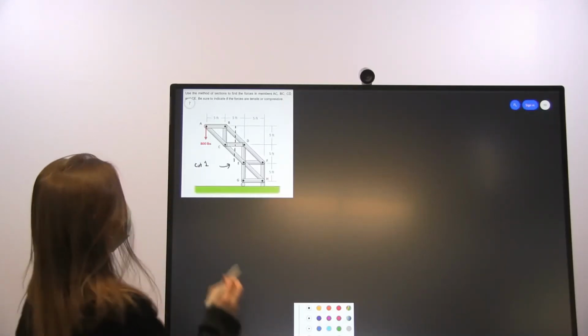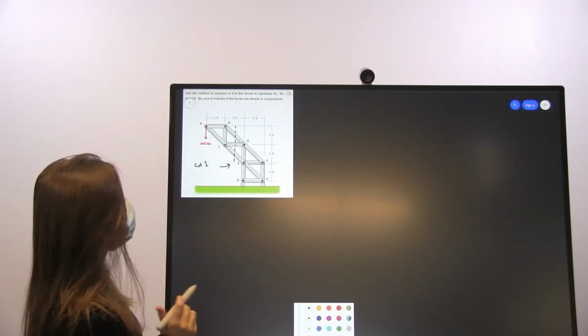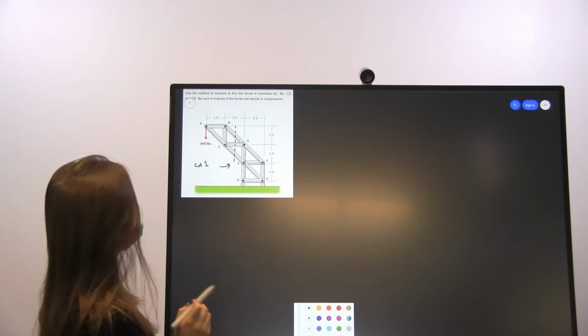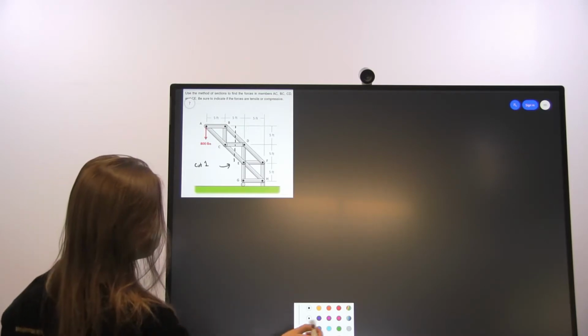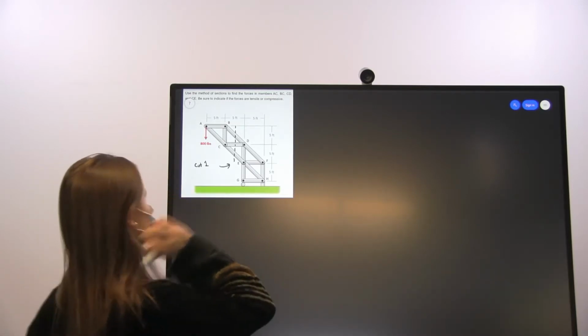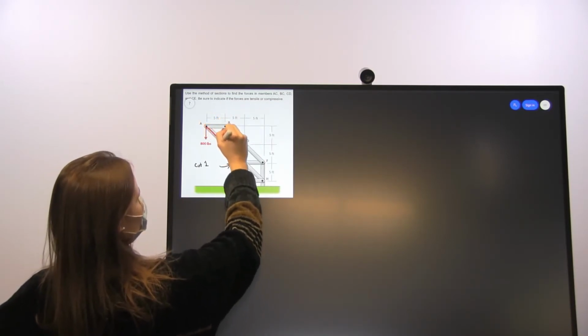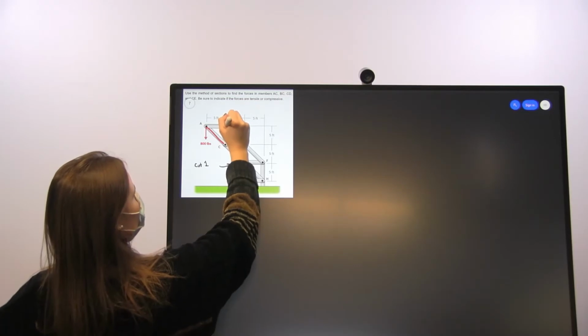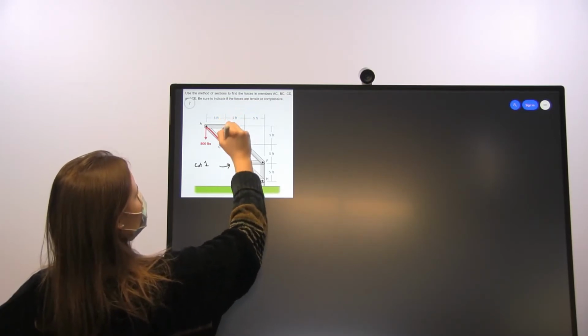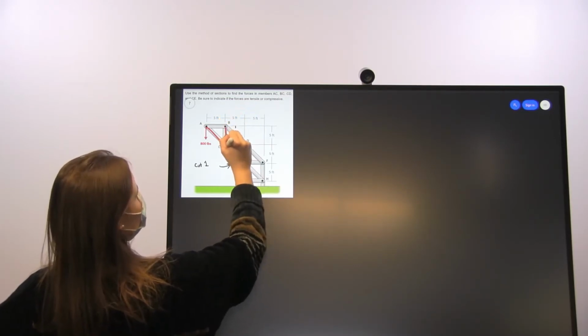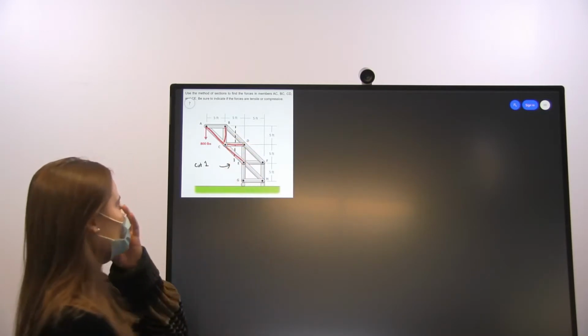So this question asks us to use the method of sections to find the forces in members AC, BC, CD, and CE, and then indicate if they're tensile or compressive forces. So we're going to want to find forces in these members: AC, BC, CD, and CE.